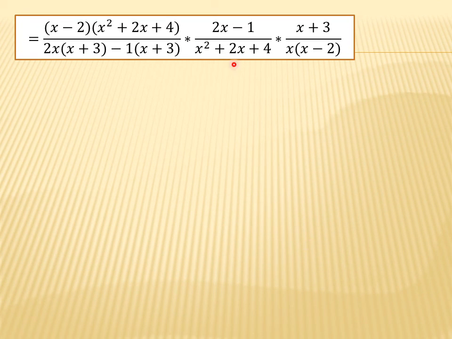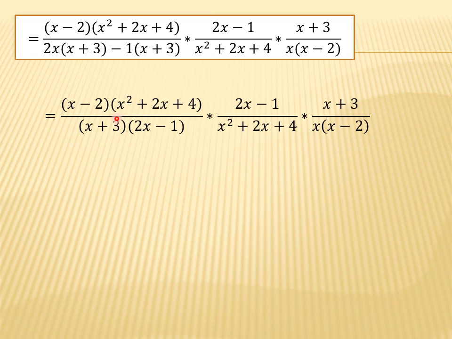This is the last part. Here we will do the cancellations. First of all, x minus 2 will get cancelled with x minus 2. Now this x plus 3 can be cancelled with the denominator x plus 3, and x square plus 2x plus 4 can get cancelled with this full term x square plus 2x plus 4. Now the remainders are 2x minus 1 and 2x minus 1. They can also get cancelled with each other. All the numerators and denominators are cancelled now. So what will be the answer? The answer will be 1.